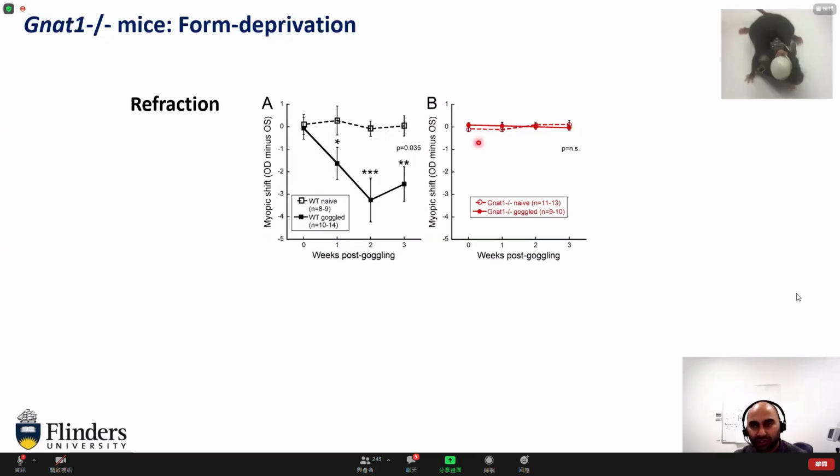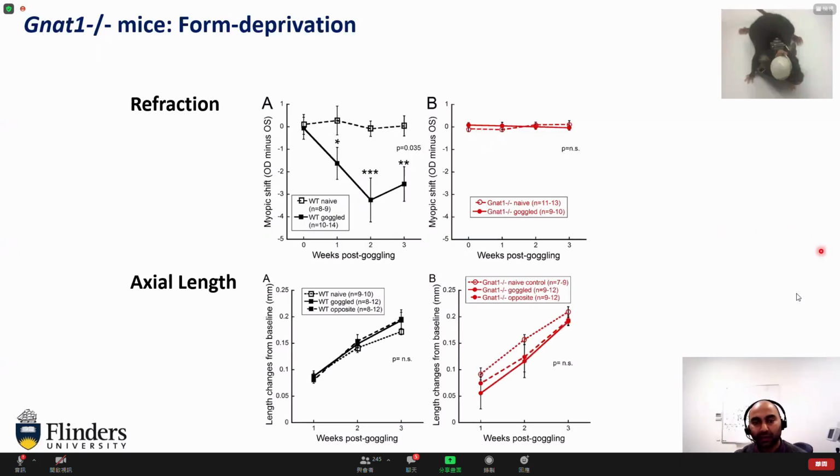But most importantly, in the GNAT1 mice, the form deprivation response was completely abolished, suggesting that the rod pathways are important in inducing the form deprivation response in these animals. When we looked at the axial length, there was an increase in axial length in the goggled eye, the opposite eye, as well as the naive animals, but these were not significantly different from one another.